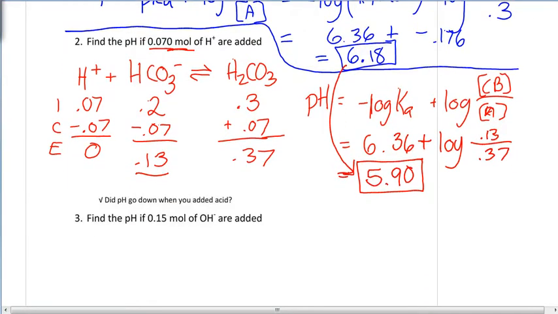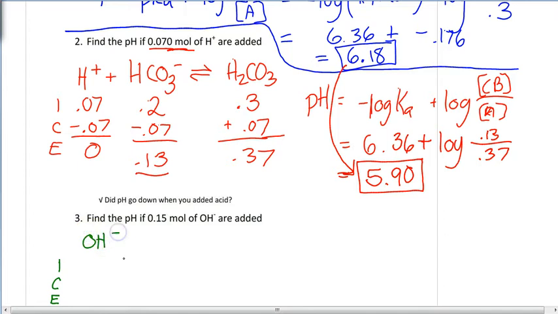Okay, we're going to approach base now. This is the third kind of calculation. Adding a base like OH minus, or something that contains OH minus, let's say that we added 0.15 moles of that. Again, you're going to be making an ice chart based on the reaction that occurs to neutralize that OH minus.